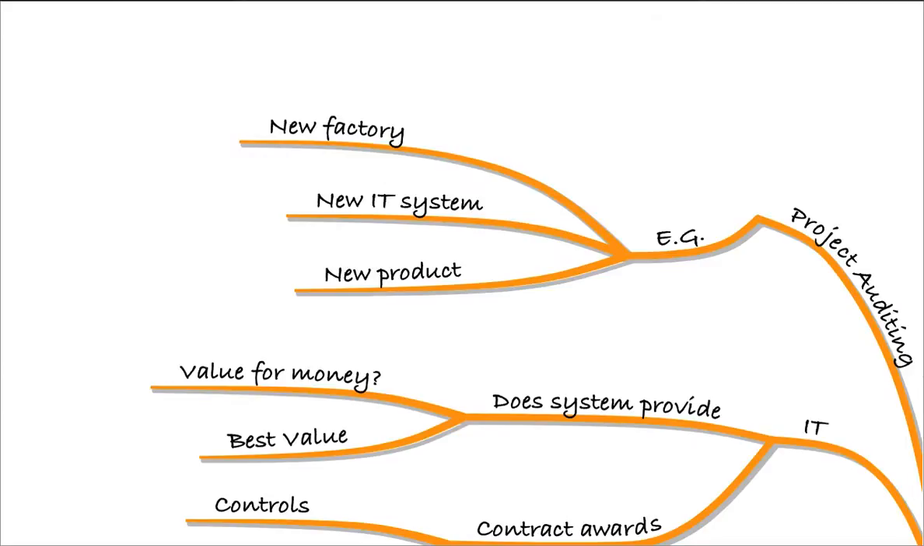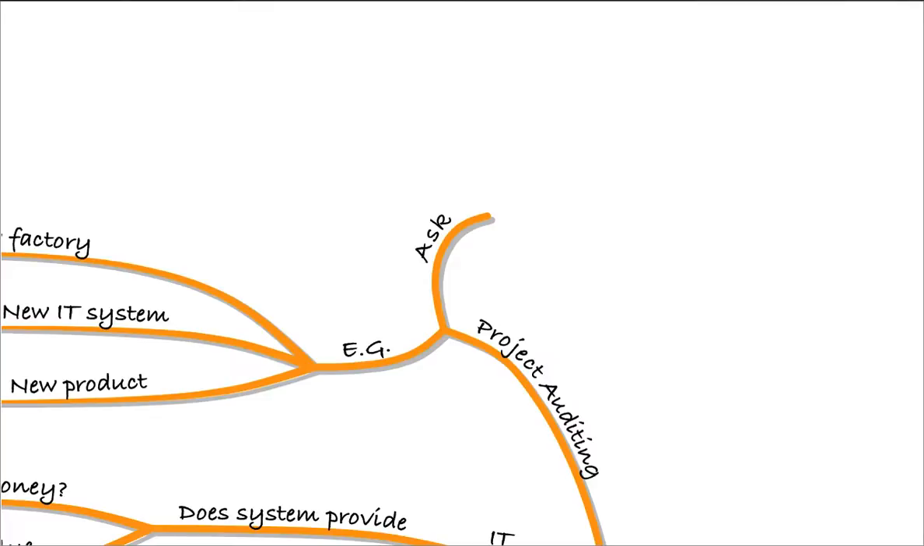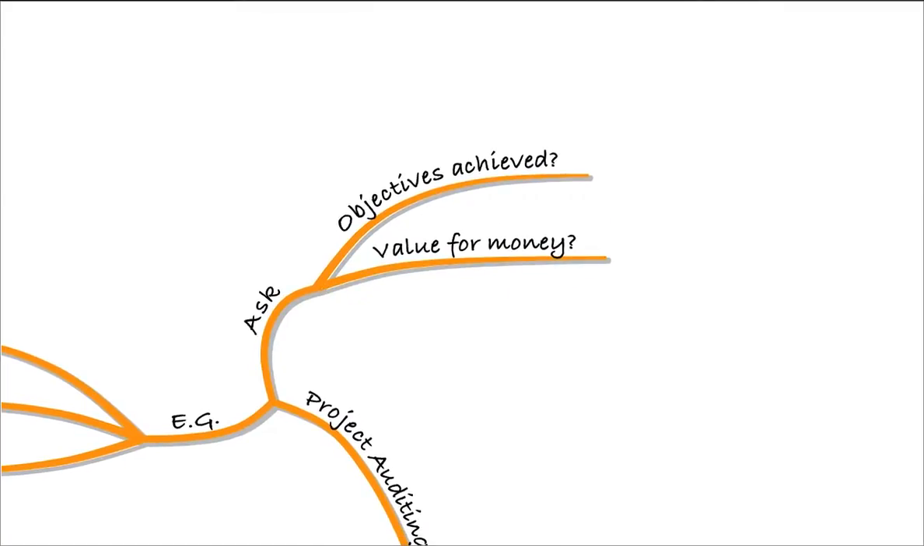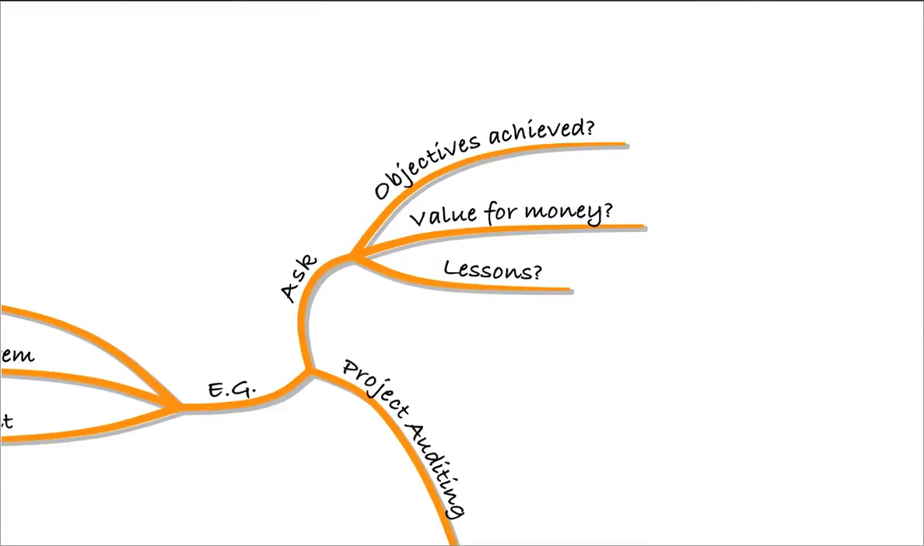So what sort of things would internal audit look at when they look at a specific project to audit it? Well, they'll be asking themselves several questions. Number one, are the objectives of that project being achieved? So have we achieved whatever objectives we set out to achieve at the start of the project? Again, always come back to value for money. Internal audit always want to know, did we get value for money, in this case from the project that we undertook? And also, did we learn the lessons from any problems in this project?